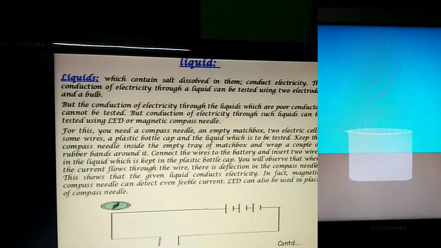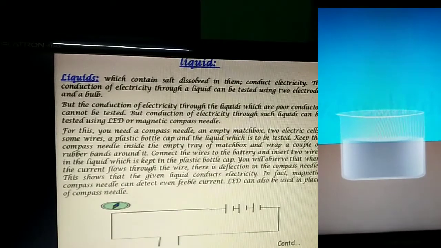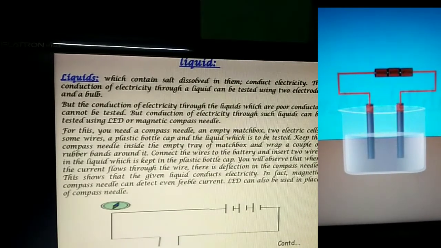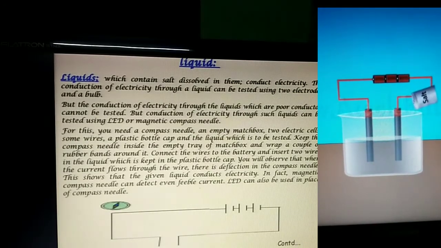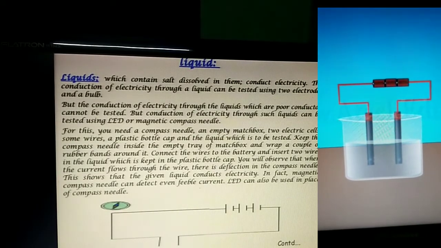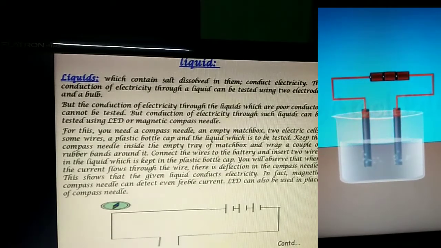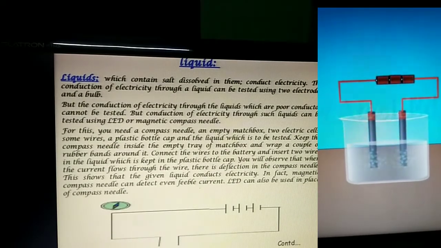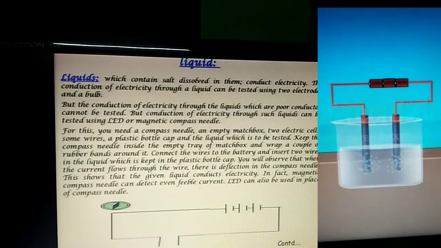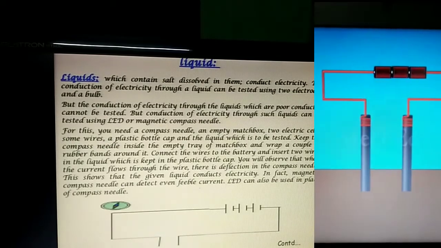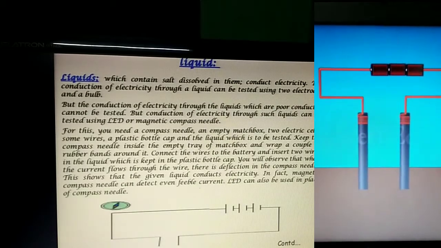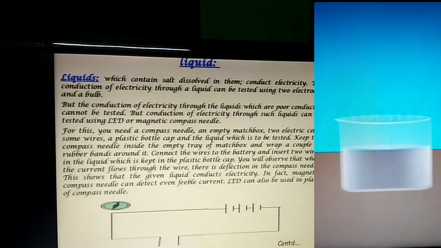Liquids which contain salt dissolved in them conduct electricity. The conduction of electricity through a liquid can be tested using two electrodes and a bulb. But the conduction of electricity through the liquids which are poor conductors cannot be tested with the bulb. It can be tested only by using an LED or a magnetic needle.